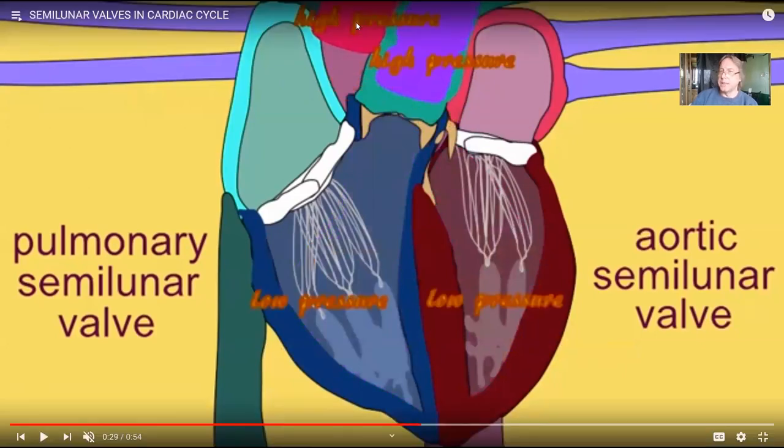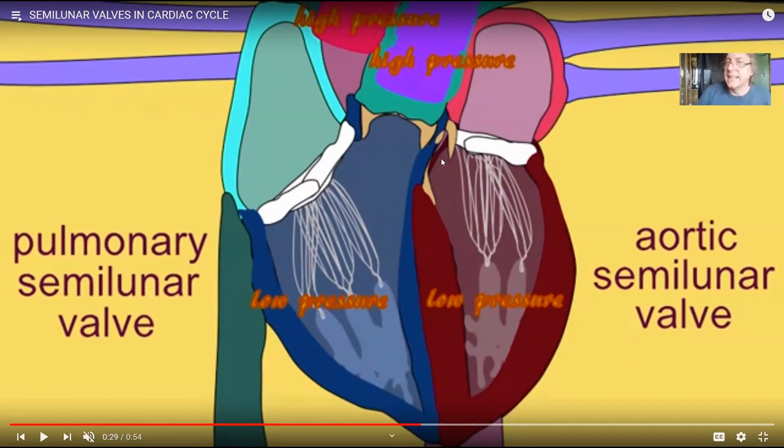However, after a while, the ventricles stop squeezing. And now we have all this blood in the vessels. That's where the high pressure is. The ventricles are relatively empty and they're not squeezing anymore. That's where the low pressure is. And so now this blood would be tempted to go back from an area of high pressure to low. But that is when the semilunar valves will close.